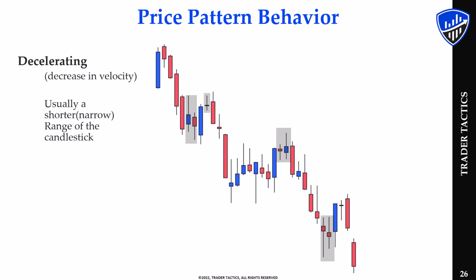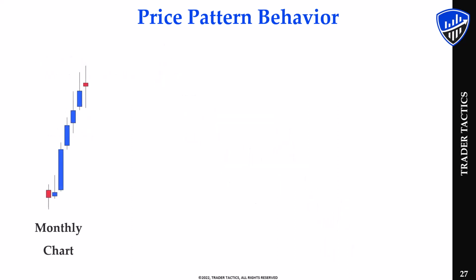Okay, so let me show you a different perspective of momentum. For example, here we're looking at a monthly chart. Each candle is one month worth of trading time. In this monthly chart, we can see overall it's an upward movement, or a rally in price. And we see some big expanded range candles. We also see some smaller range candles at the bottom left there.